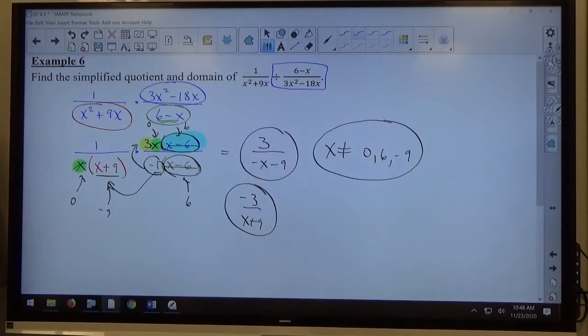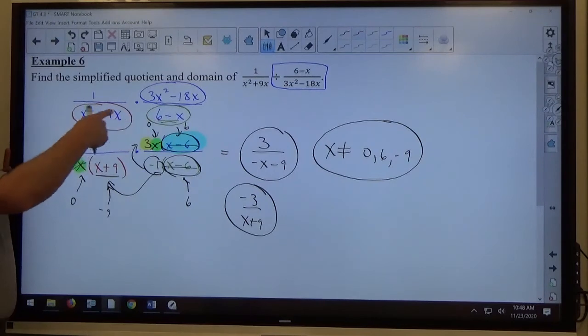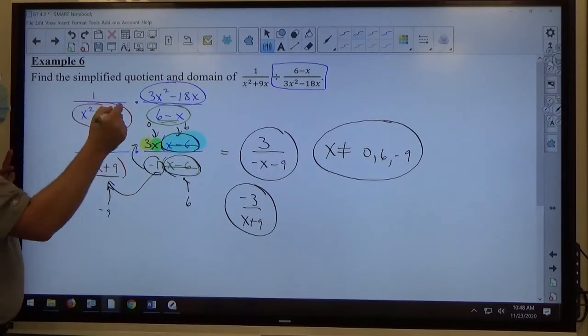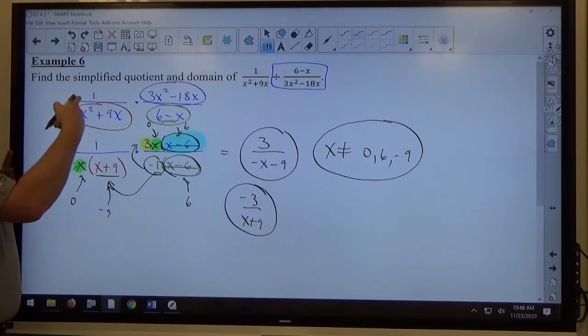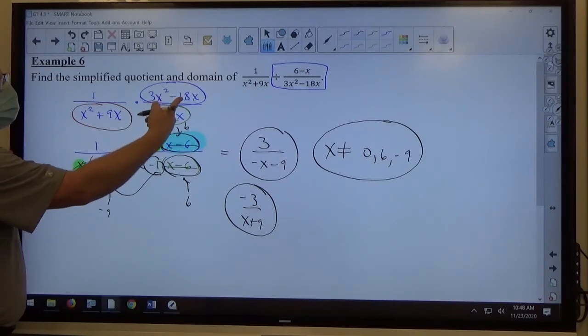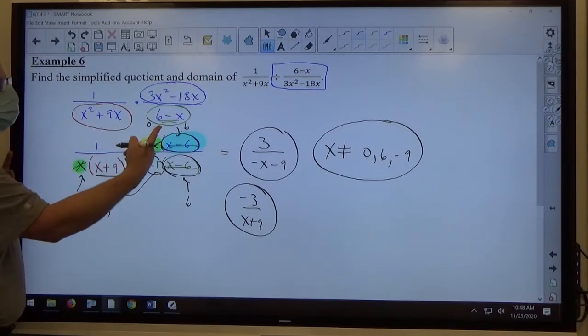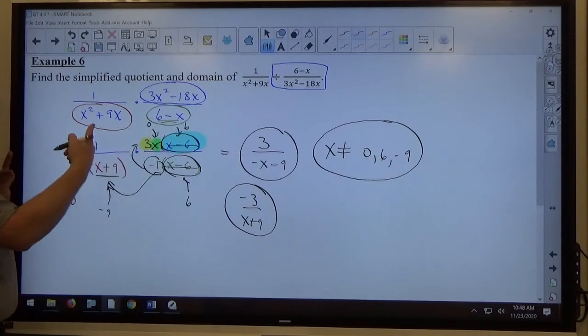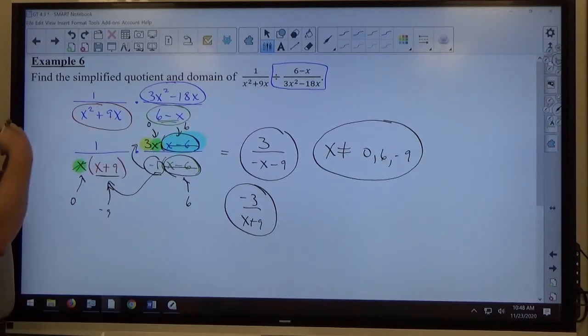Did you say something? Why isn't one of the things x can't be? If x equals 1, so again, we're not allowed to have anything on the bottom equal to 0, right? So if x equals 1, 1 is 1, not 0. 3 times 1 is 3, minus 18 is negative 15, not 0. 6 minus 1 is 5, not 0. 1 plus 9 would be 10, not 0.